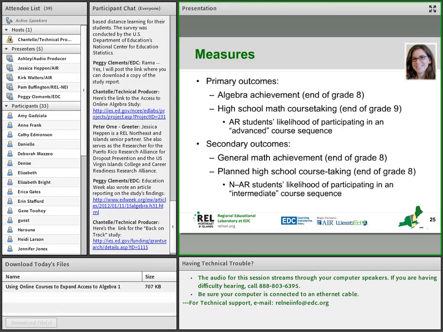Our secondary outcomes were general math achievement at the end of 8th grade, and then planned high school course taking, which was collected at the end of 8th grade and based on enrollments in 9th grade math classes, but not on the basis of follow-up at the end of 9th grade to confirm.